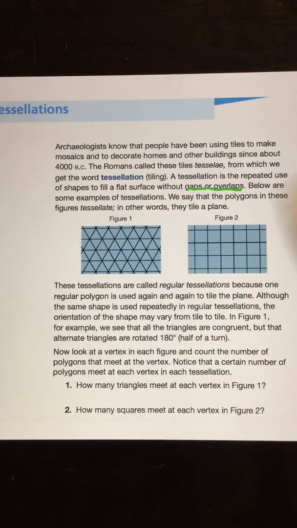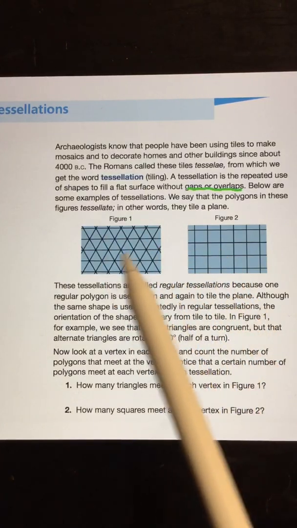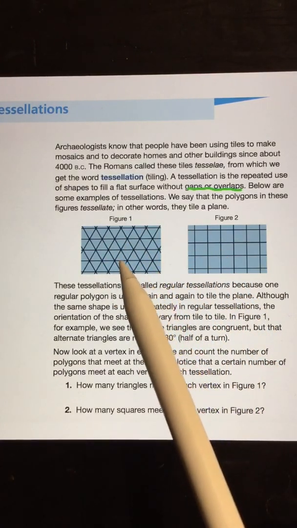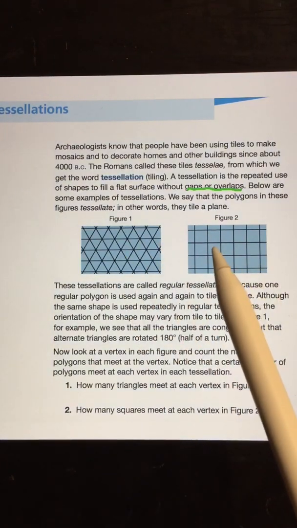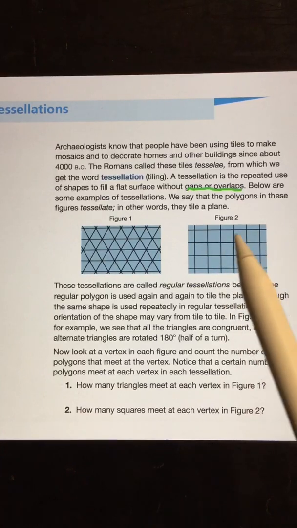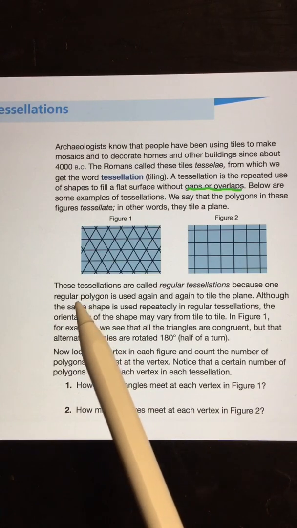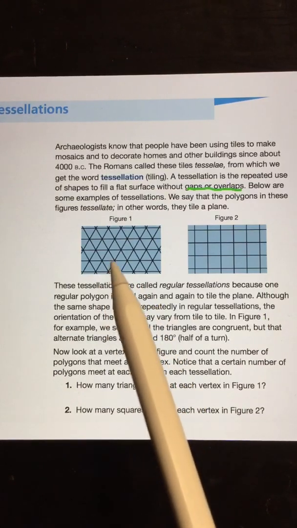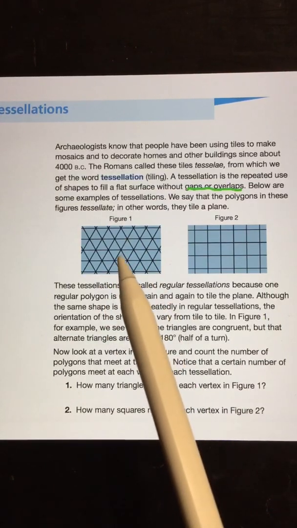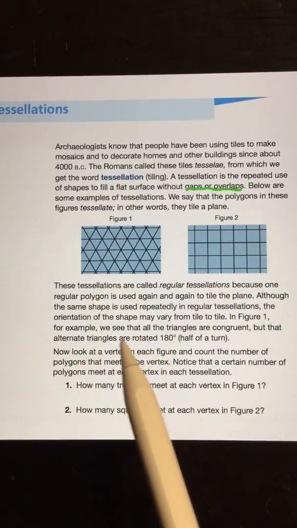So here are some examples of tessellations. In this example, we have what you can see right away are equilateral triangles. In this example, we have squares. A regular tessellation is a tessellation made with regular polygons. Some shapes tessellate and some do not. The regular polygons that do tessellate are triangles, squares, and hexagons.